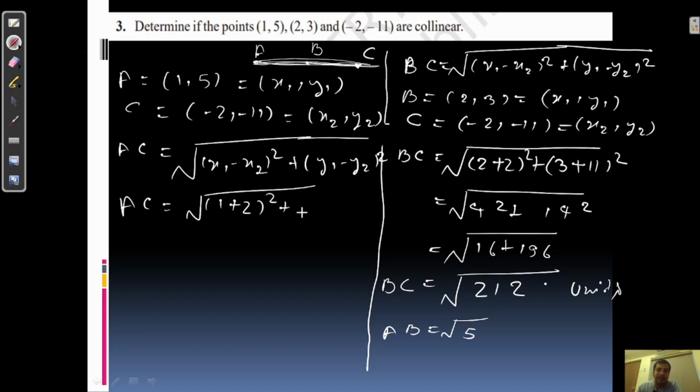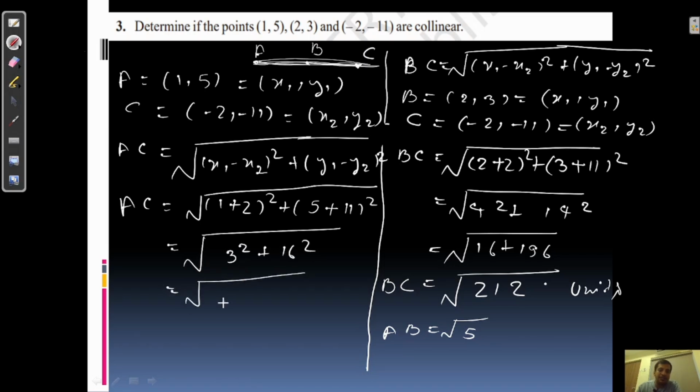What is the value of y1? You can see it is 5 minus. What is the value of y2? -11. So this minus will become plus. Okay. So now look. 2 plus 1 is 3. 11 plus 5 is 16. So you should know what is the square of 16. 3 square is 9. 16 square is 256. You can multiply 16 and 16 if you want.